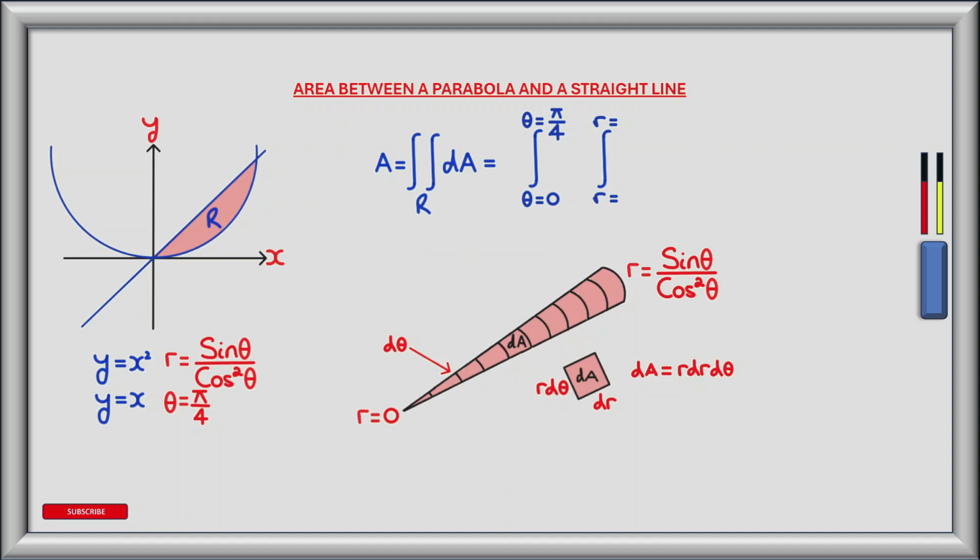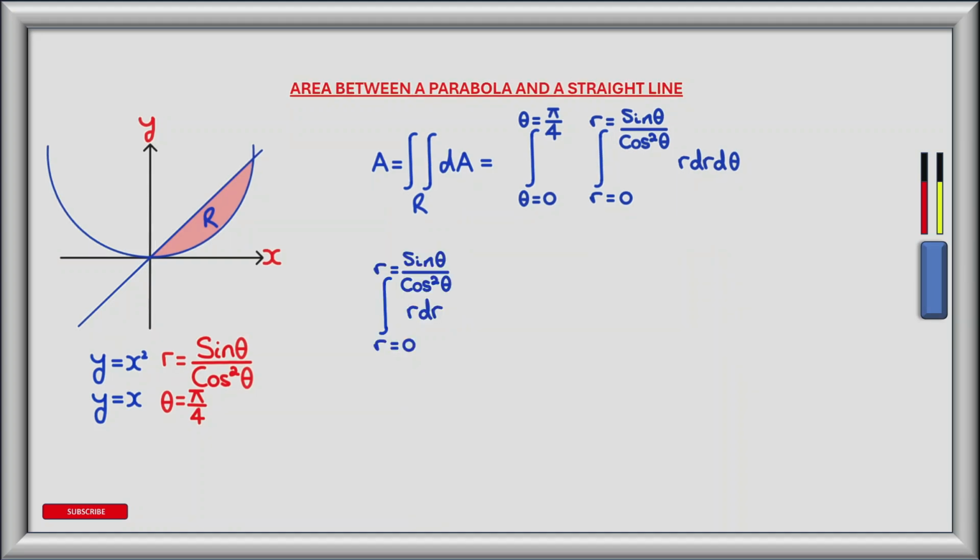Now we're in a position to add the limits of integration when we integrate or sum along the radial distance r. We saw that our lower limit was at r equals 0 and our upper limit at r equals sin theta divided by cos squared theta. And we saw that we are summing infinitesimally small pieces of area denoted by dA, which translates to r dr d theta. We can now start to evaluate the integrals.